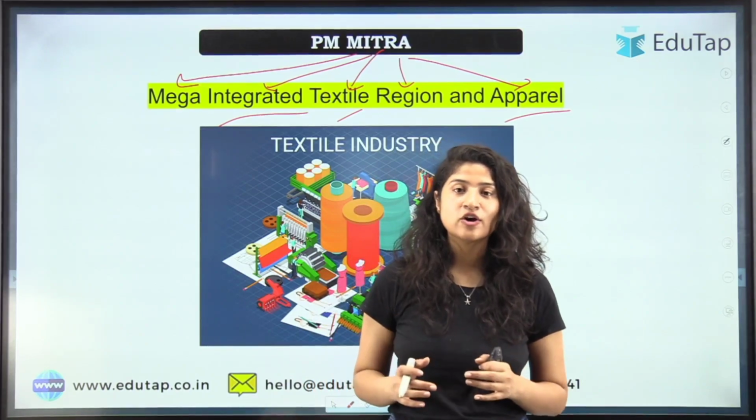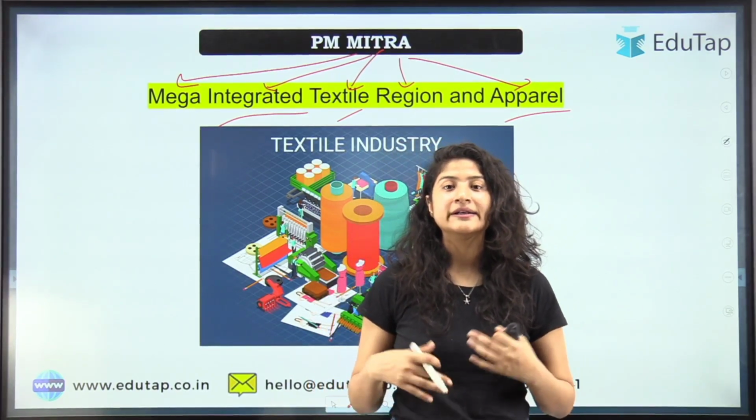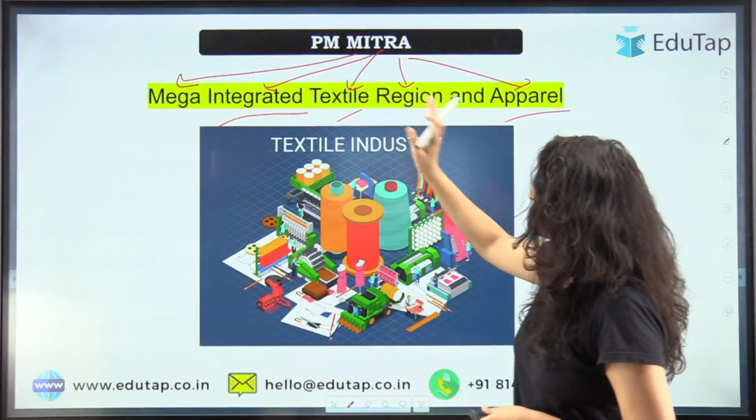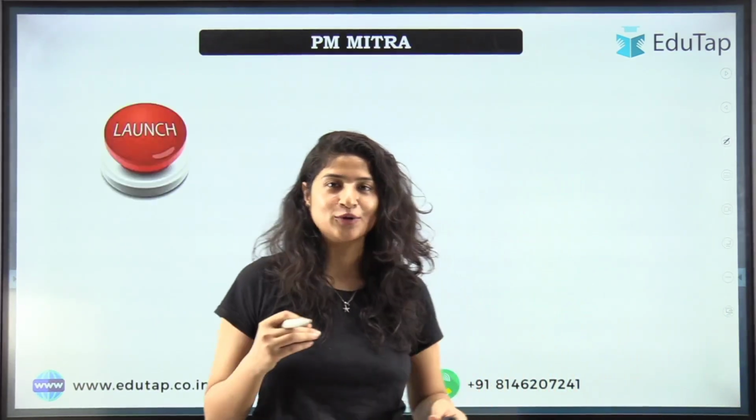And here the aim of the government is also to make such brands in India which are internationally desirable. So with this aim, the government came up with the PM MITRA scheme, and in this session we will understand all the basic details that you need to know.